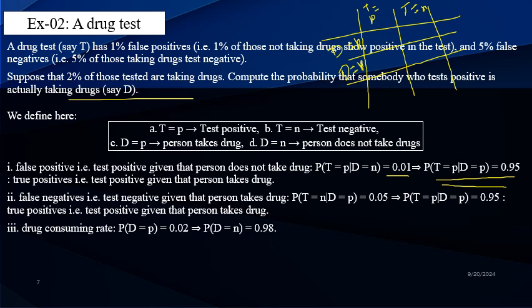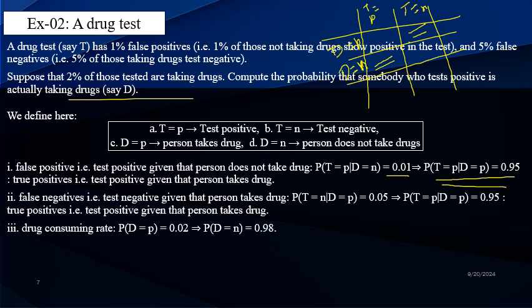So tell me, where is false positive? False positive means t equal to p given d equal to n. T equal to p, that means those who are taking drugs saw positive result in the test. T equal to p and d equal to n. This one is the false positive. And likewise false negative also you can get. What is the meaning of false negative? T equal to n and d equal to p. This is false negative. So put those probability here and the rest are true negative and true positive.